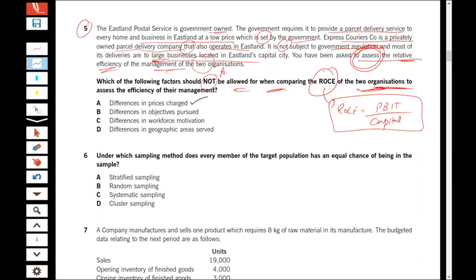considering objectives, we will be considering geographical areas, but what about the workforce motivation? This will not be considered because motivation is something not included in ROCE. ROCE is a calculated answer, a quantitative answer, and workforce motivation is non-quantifiable. We cannot include this, and it's nothing to do with ROCE.